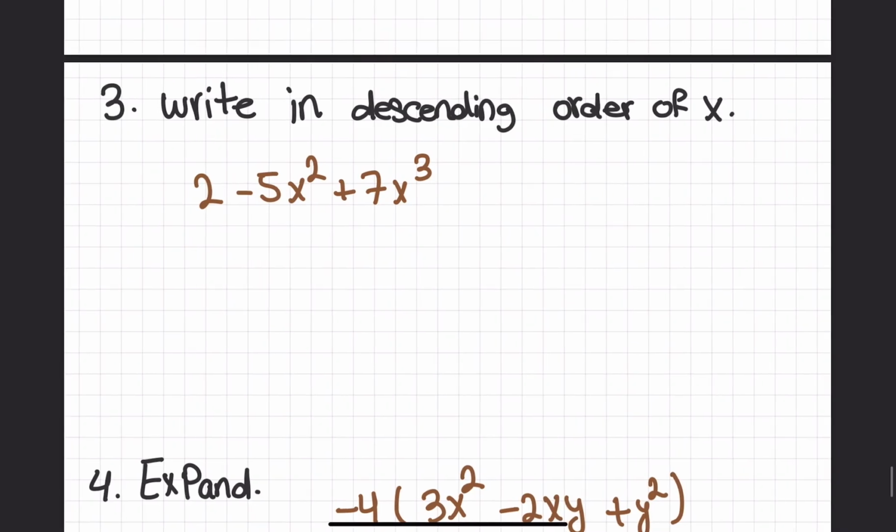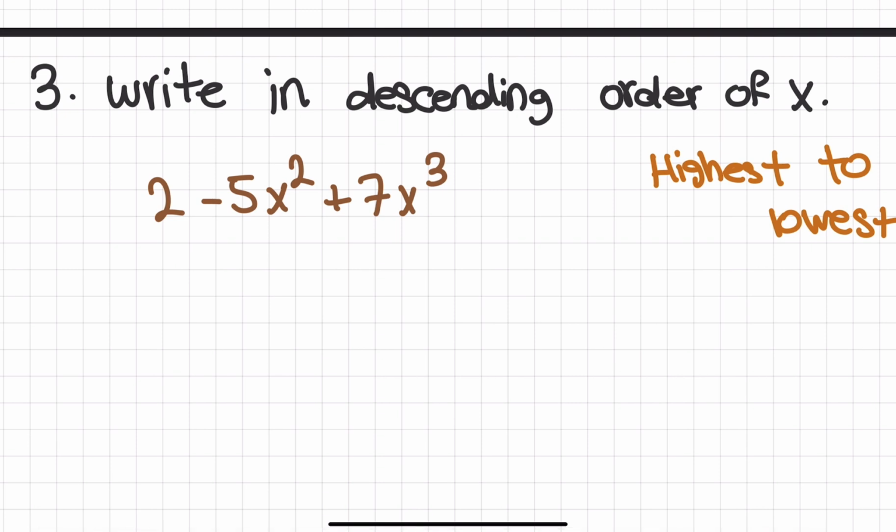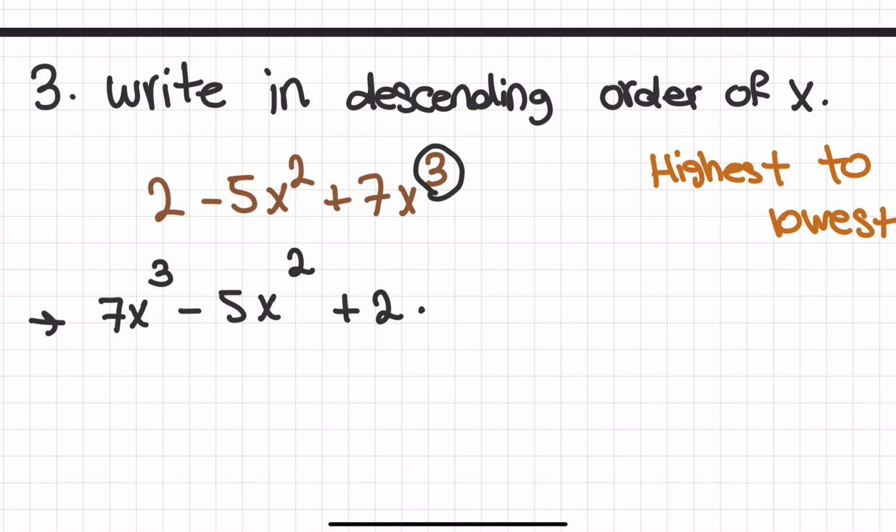It says write in descending order of x. When it says descending order, it means from highest to lowest. So when you look at the question, you see which x has the highest power, this one. So it's going to be 7x to the power of 3. The next one is this one, which is power of 2. And you have to remember this is negative 5x squared, so you just have to write down here minus 5x squared plus 2. And this is our answer here.